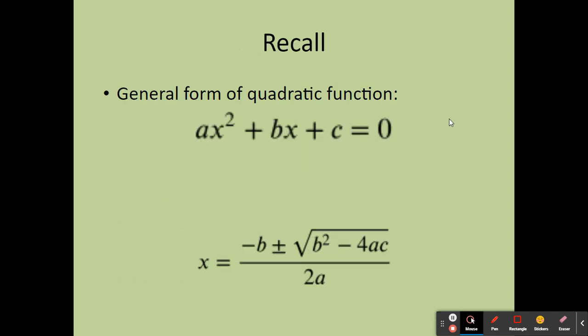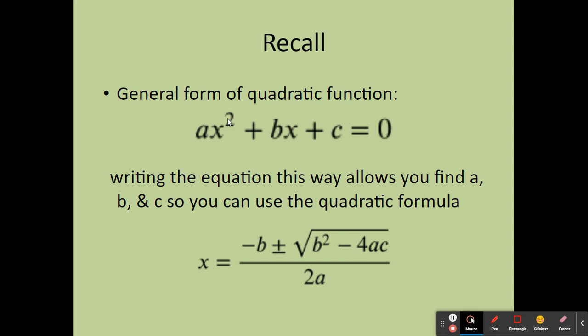There we go. So if you remember, the general form of the quadratic equation is ax squared plus bx plus c is equal to 0. Whenever you need to solve a quadratic function using the quadratic equation, you always have to get it into this form so that you know what a is, what b is, and what c is, so you can plug it into this equation.